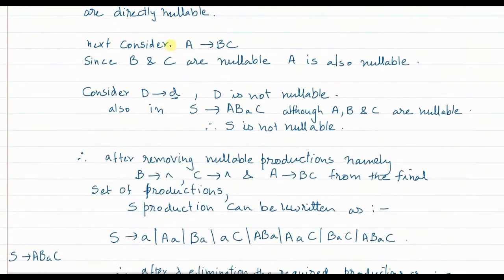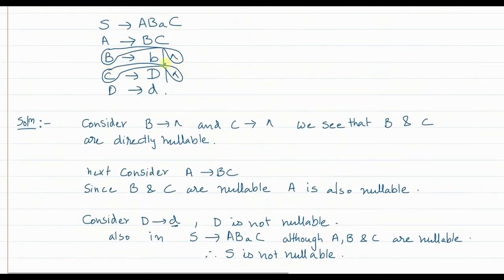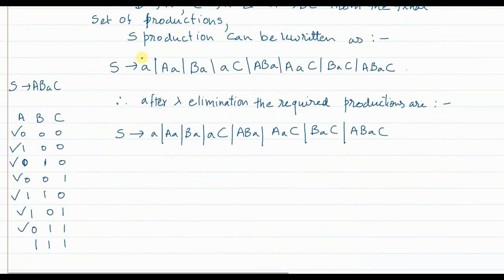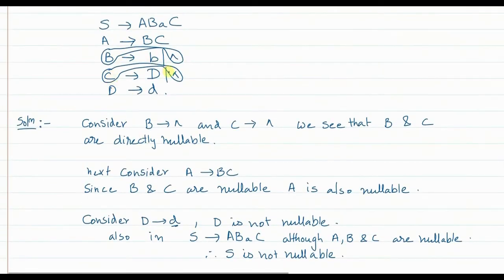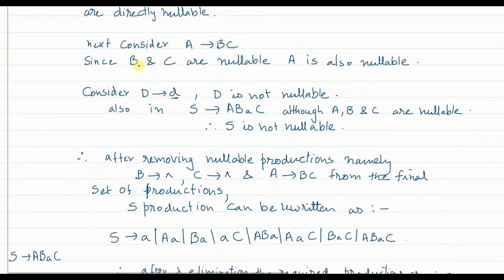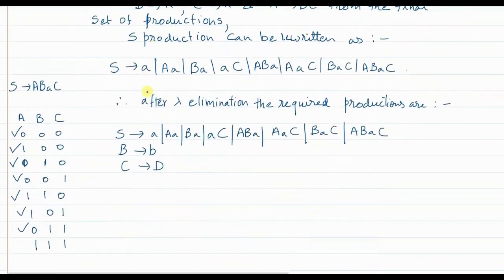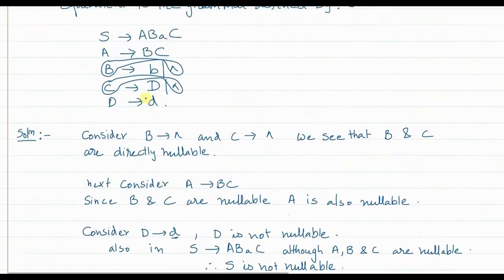A gives BC will be removed, so we are not going to write it. Next, B gives null will be removed, B gives small b will be retained. So the next production will be B gives small b. Similarly, C gives null will be removed, C gives capital D will be retained. So you will have C gives capital D, and finally D gives small d will be retained. So D gives small d. So this is how null productions can be eliminated.